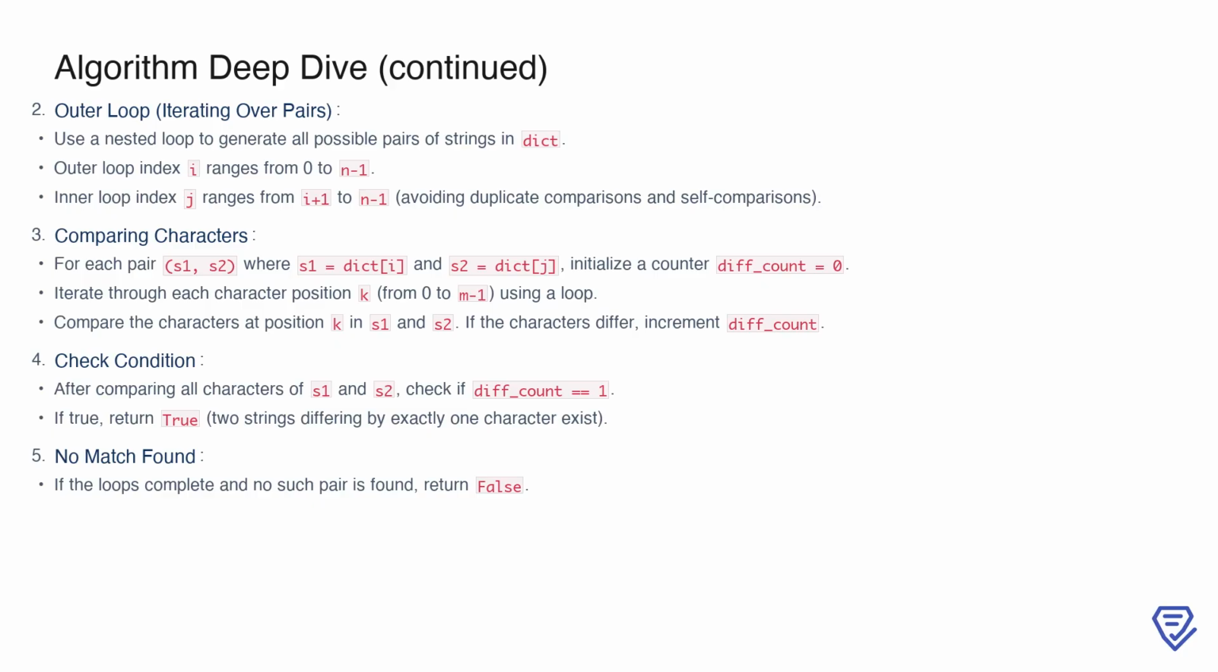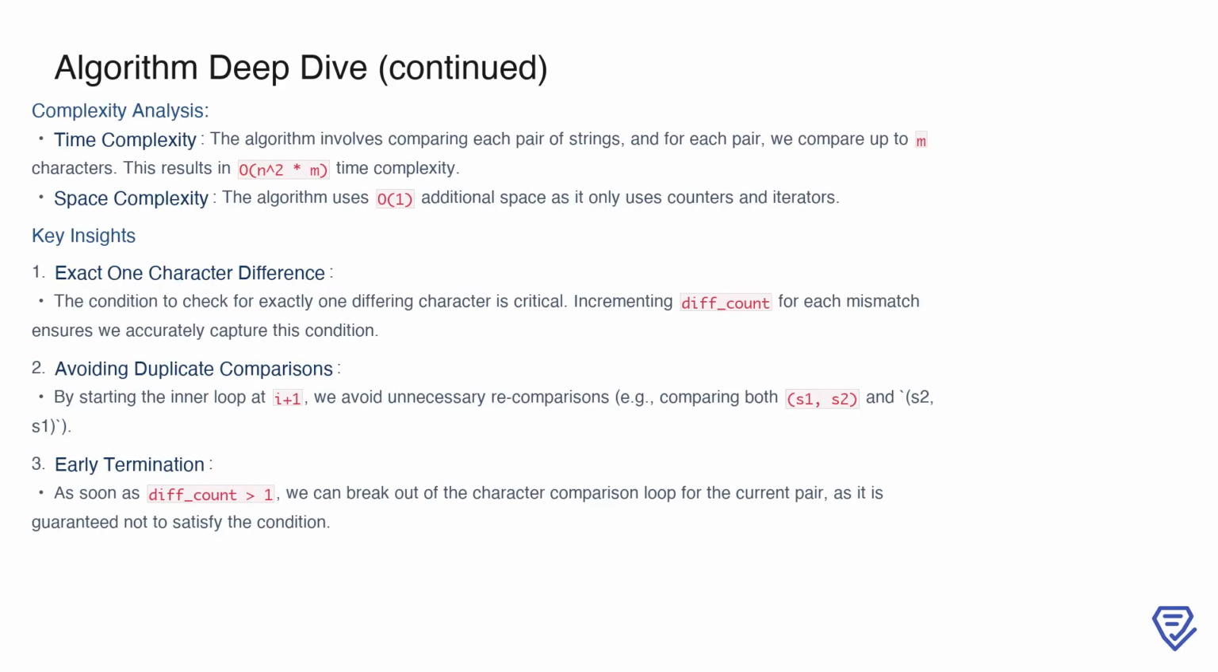After all characters are compared, we check if diff_count equals 1. If it does, we return true, as we found two strings differing by exactly one character. If no such pair is found after all iterations, we return false. Now, let's analyze the complexity of the brute force approach. The time complexity comes from the nested loops. We compare all pairs of strings, which gives us n choose two pairs, and for each pair, we compare up to m characters. This results in a time complexity of n²*m.